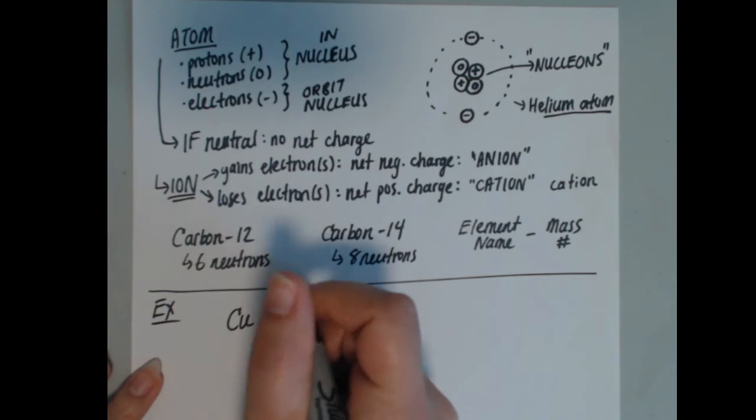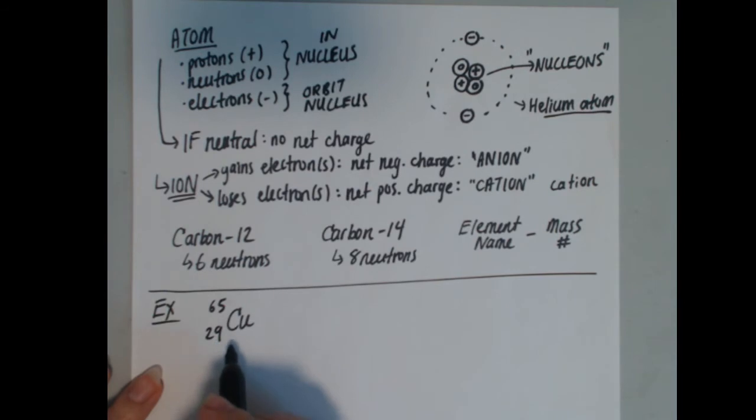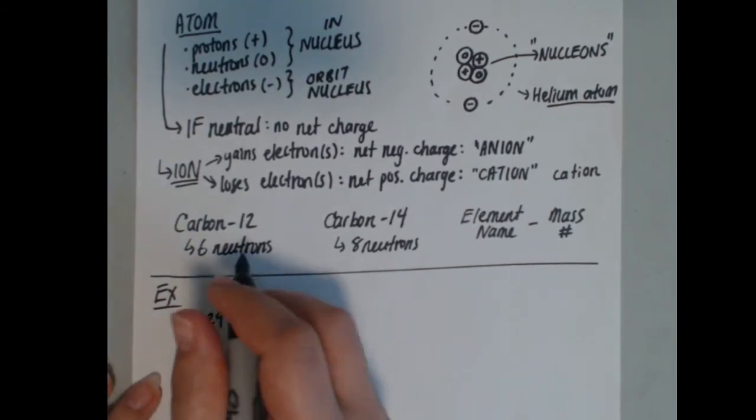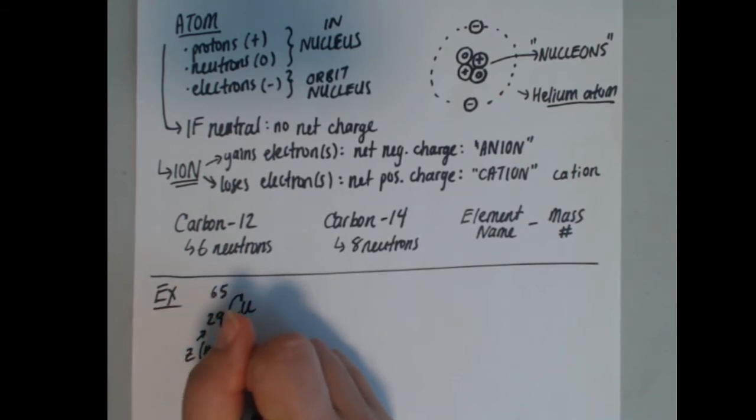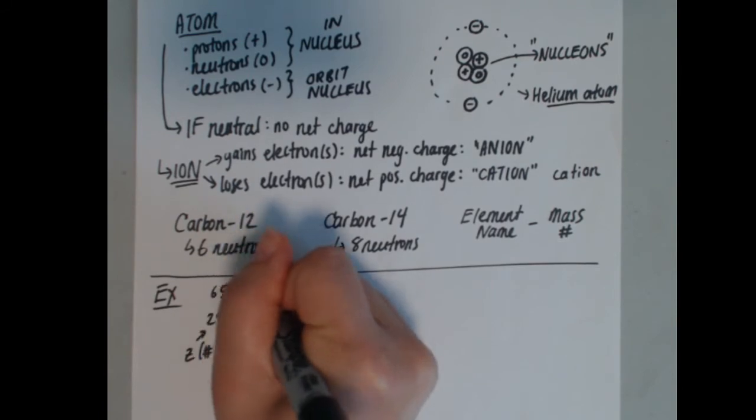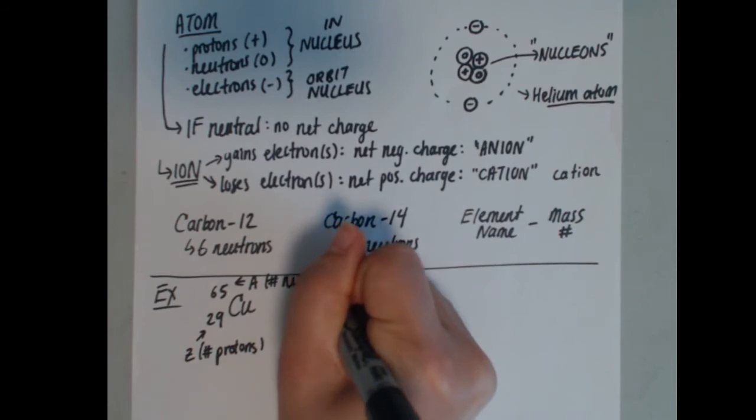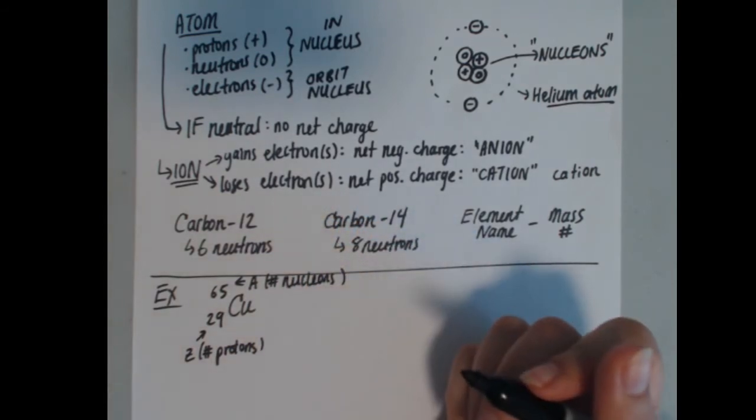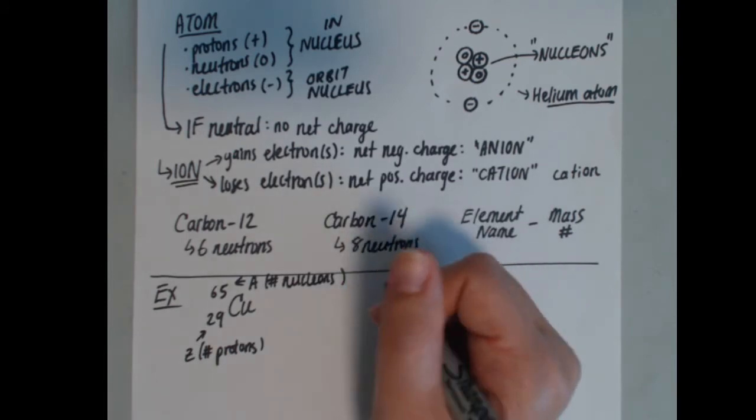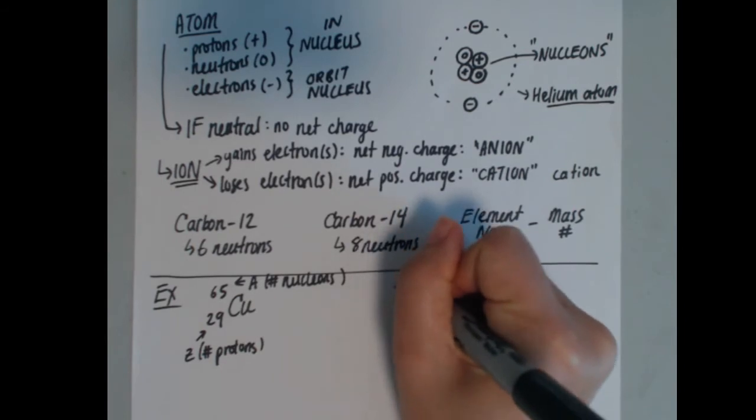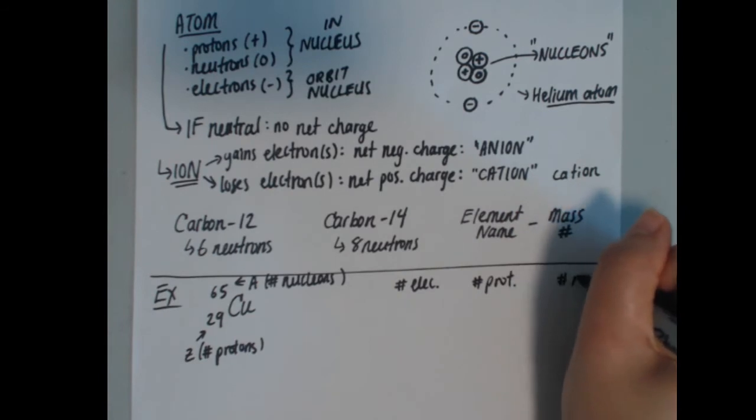Okay, so we've got copper and we've got 65 and 29. So remember, the number on the bottom left, this tells me the atomic number. So this is the number of protons. This is Z. The 65, this is A, right? This is the number of nucleons, which is the number of protons and neutrons put together. All right, so now this question is asking us for how many electrons, how many protons, and how many neutrons.